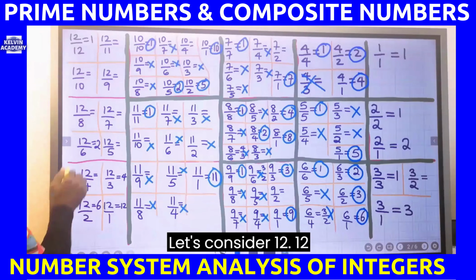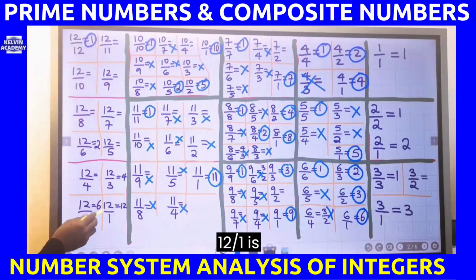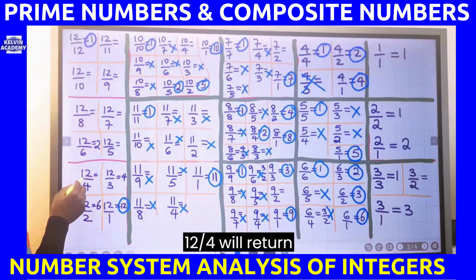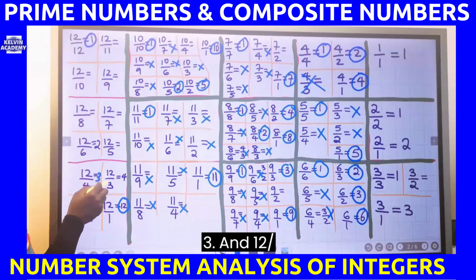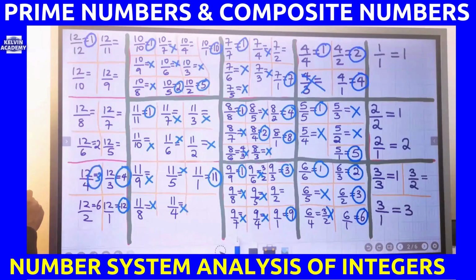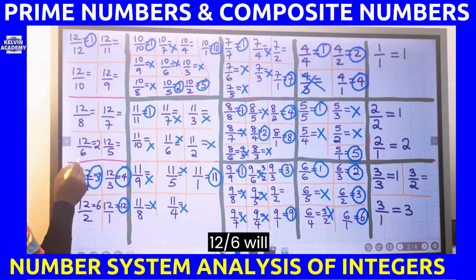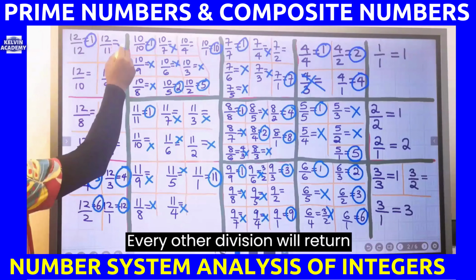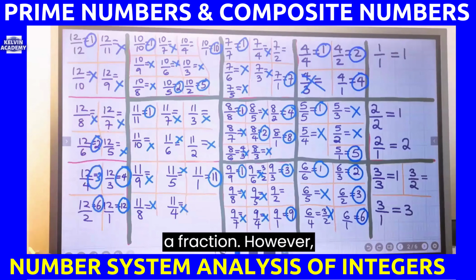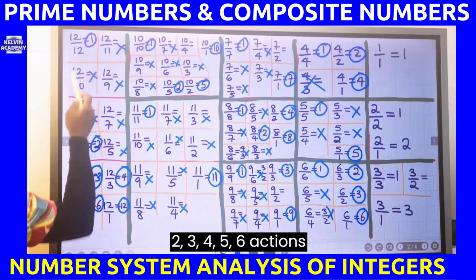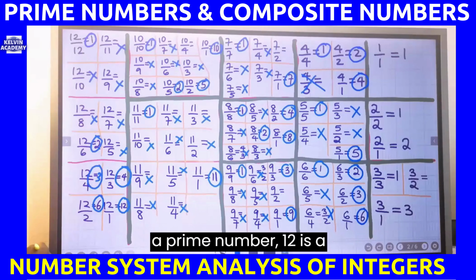Let's consider 12. 12 divided by 12 is 1. 12 divided by 1 is 12. In between 1 and 12, we have 12 divided by 4 will return 3, and 12 divided by 3 will return 4. We have 2 additional divisions which returned an integer. 12 divided by 6 will return 2. 12 divided by 2 will return 6. Every other division will return a fraction. However, 12 has performed 1, 2, 3, 4, 5, 6 actions. 12 is not a prime number. 12 is a composite number.